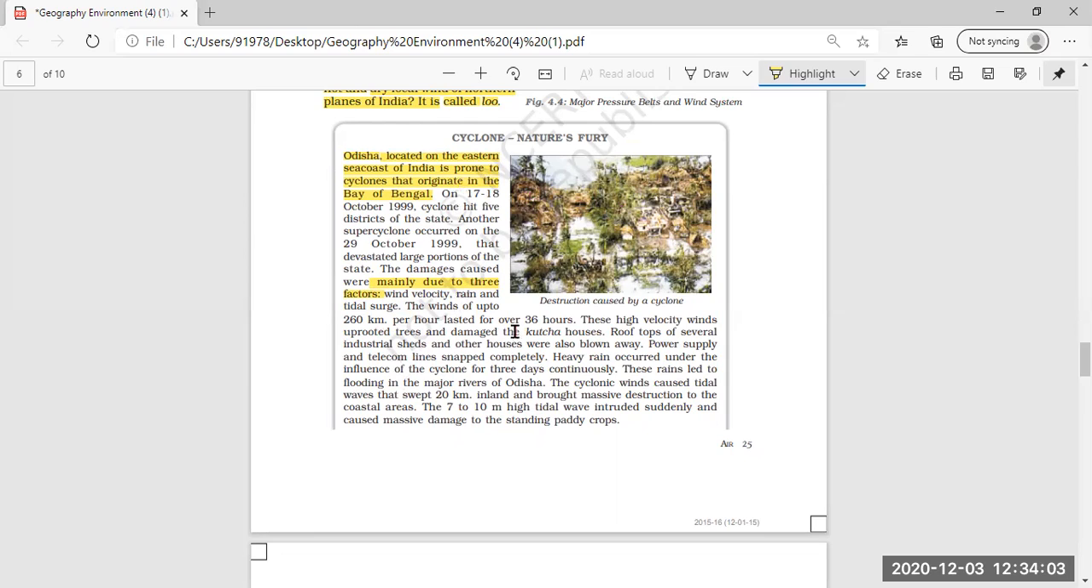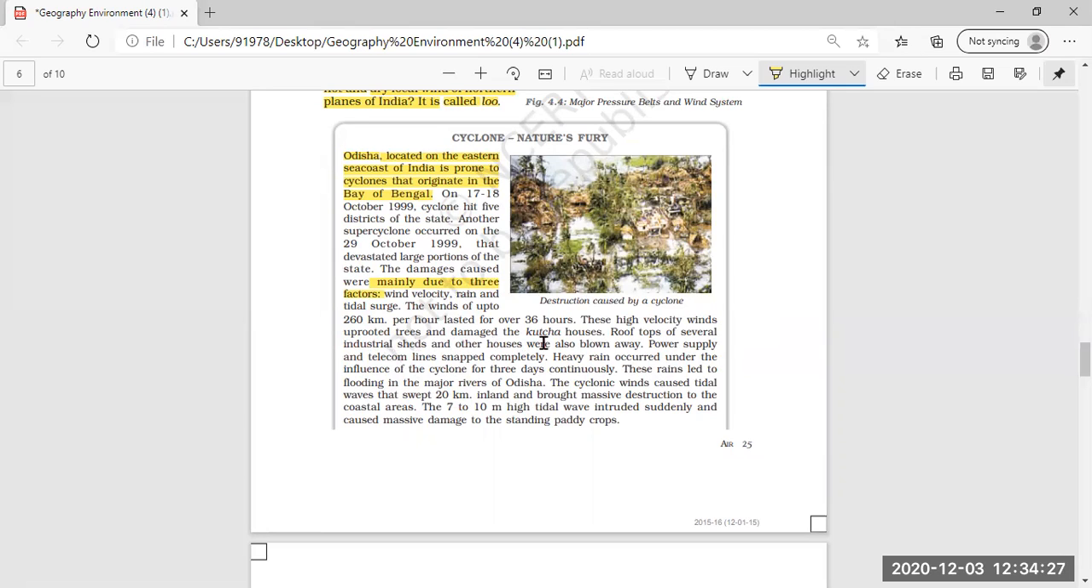The winds of up to 260 kilometers per hour lasted for about 36 hours. This 260 kilometer per hour wind speed was there, and this was the result that the cyclone appeared.